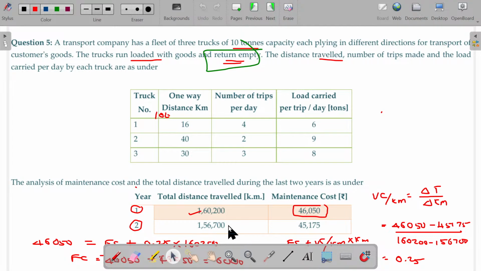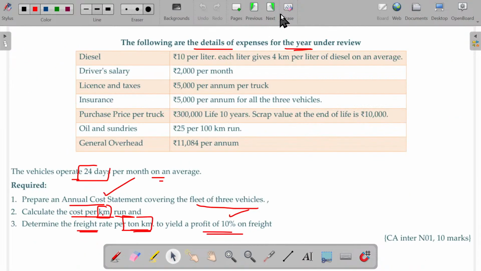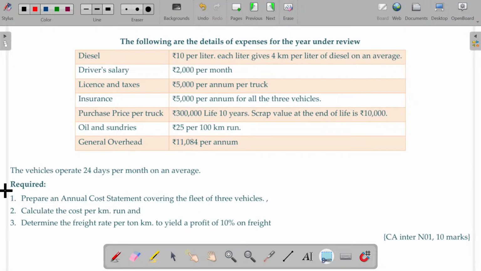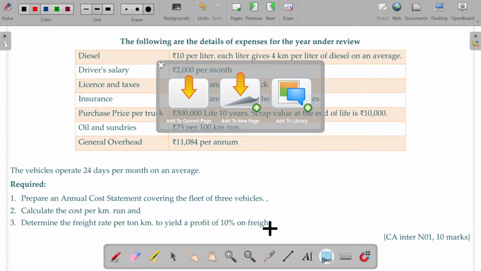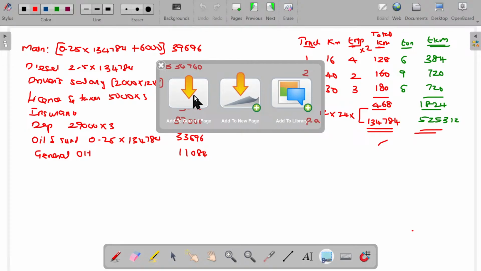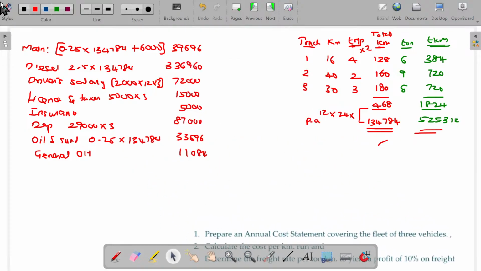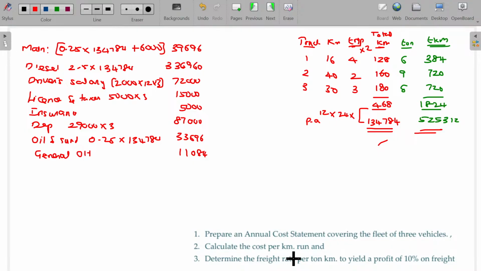What are the requirements we need to incorporate? These are the 3 requirements. Prepare an annual cost statement covering the fleet of 3 vehicles. For the 3 vehicles, this is the annual cost. Total annual cost: how much is this? 6,436,000.